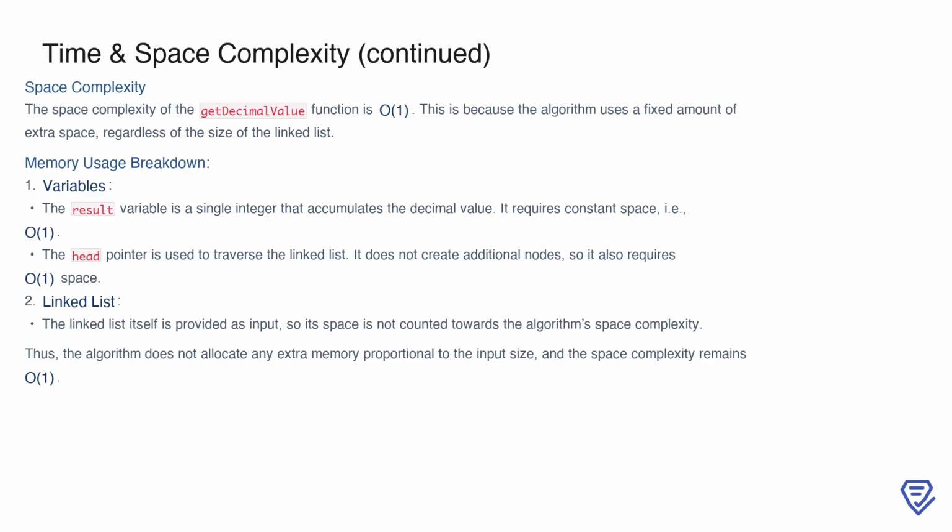Importantly, the space used by the linked list itself is not considered part of the algorithm's space complexity, as the linked list is given as input. Since there is no need to store intermediate data or create new structures proportional to the size of the input, the overall space complexity remains O(1).